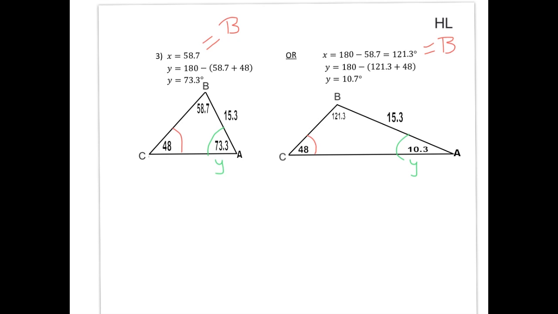we're going to have to use the fact that the three angles in a triangle add up to 180 degrees. So in order to get Y, we need to do 180 minus the sum of our other two angles, which is 58.7 plus 48 on the left, which gives us an answer of 73.3 degrees for Y. And if we do the exact same thing on the right here, we do 180 degrees minus the sum of our other two angles, which gives Y as 10.7 degrees.